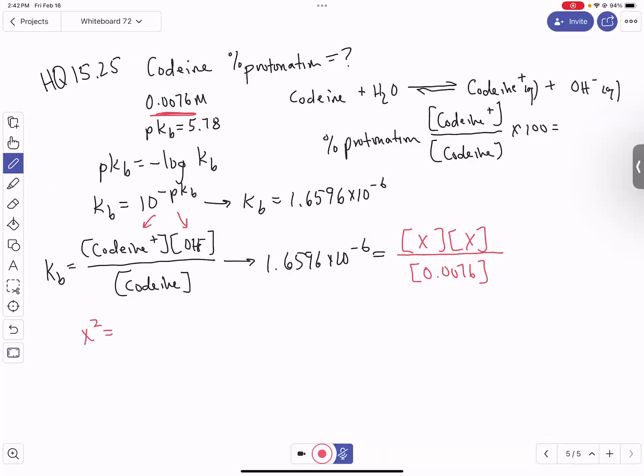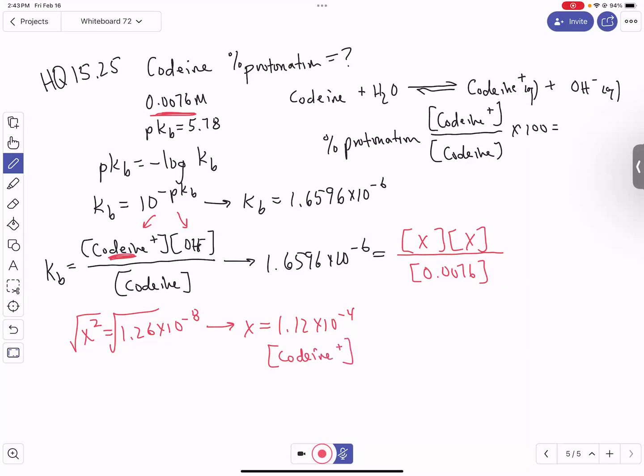All right, so multiply that by 0.0076. I get X squared is 1.26 times 10 to the minus 8. All right, square root of both sides, I get X equals 1.12 times 10 to the minus 4. What is X, right? X is our concentration of the conjugate acid of codeine, right? That's COD plus, that's the conjugate acid.